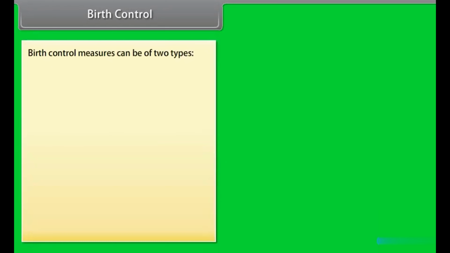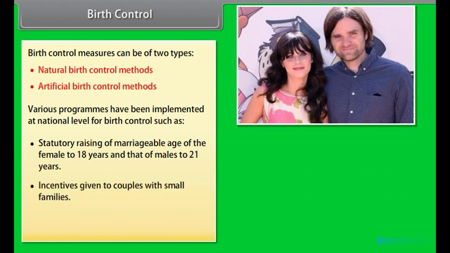Birth control. Birth control measures can be of two types. Natural birth control methods. Artificial birth control methods. Various programs have been implemented at national level for birth control, such as statutory raising of marriageable age of the female to 18 years and that of males to 21 years. Incentives given to couples with small families. Encouragement of the slogan, Hum do, Hamare do.